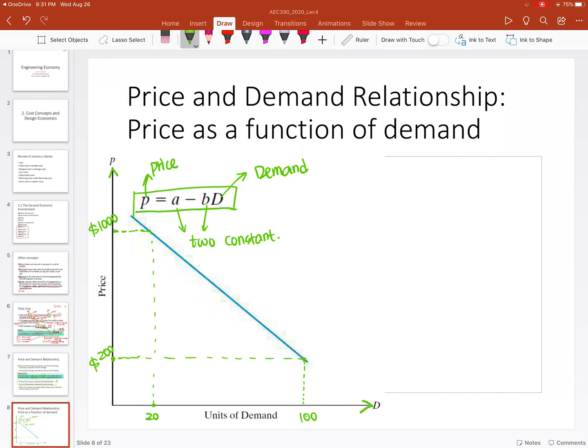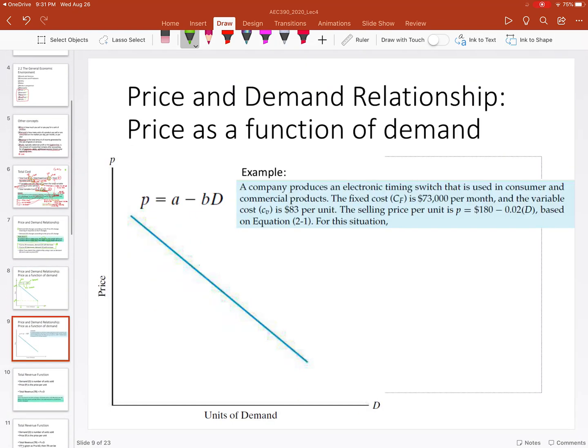Okay, so for different types of products, you're going to have different types of this line, but they're all going downward. The difference is they have different A's and different B's to describe the detailed relationship. But all of them can be written in this abstract form. Maybe you think this is too abstract, but let's just take a look at a real example.